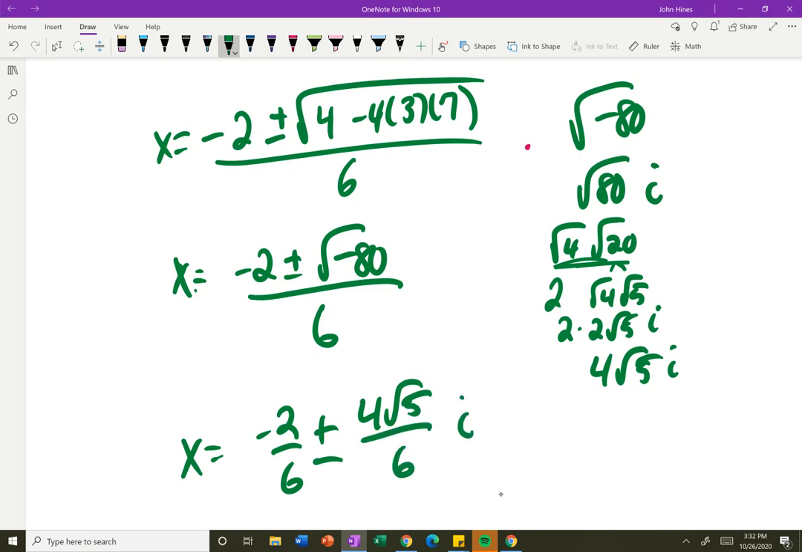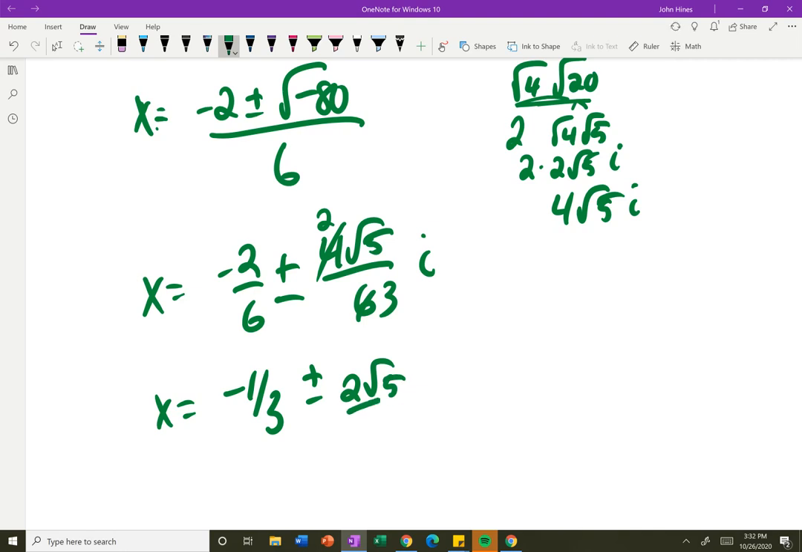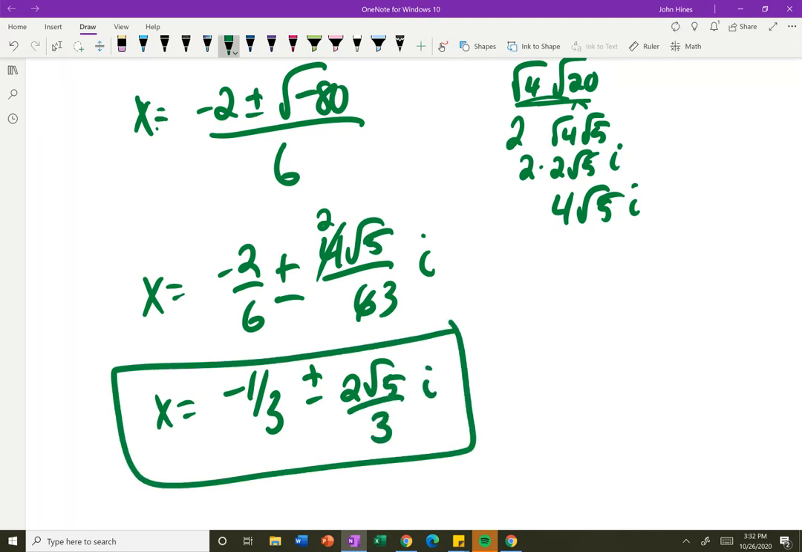So I made that substitution and I split the fraction up. So my solutions are negative 1/3 plus or minus 2 radical 5/3 i. And those are my zeros.